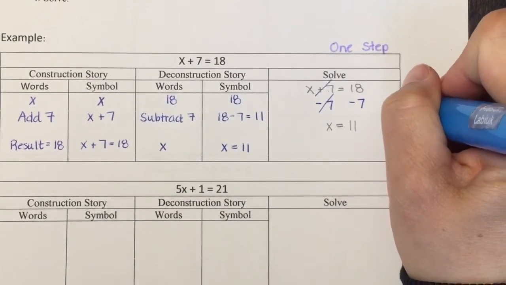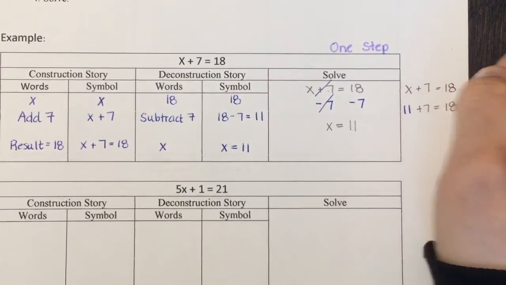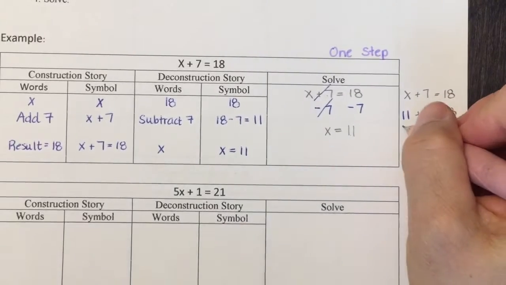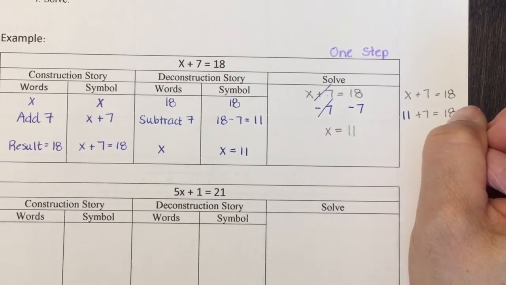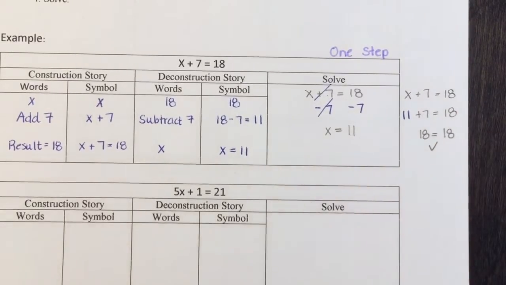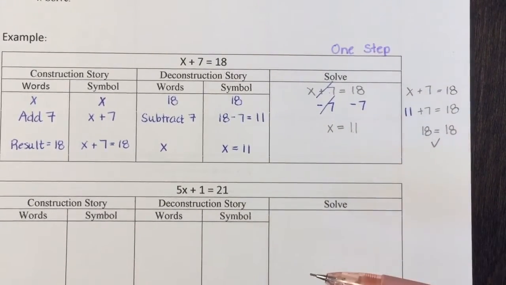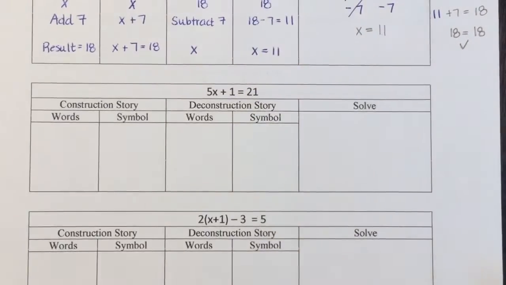So instead of x, I'm going to put 11 plus 7 equals 18. Let's simplify this. 11 plus 7 equals 18. The right side is still 18. Hey, they're both the same. Right on. There we go. So we know that we solved this equation correctly. Pause here and come back when it's time for two-step problems.